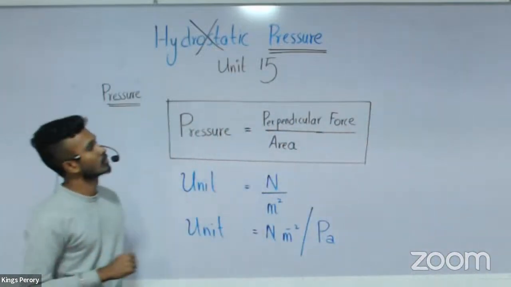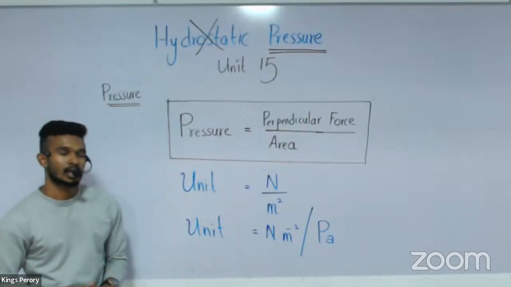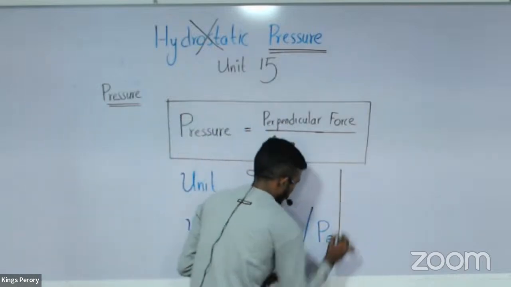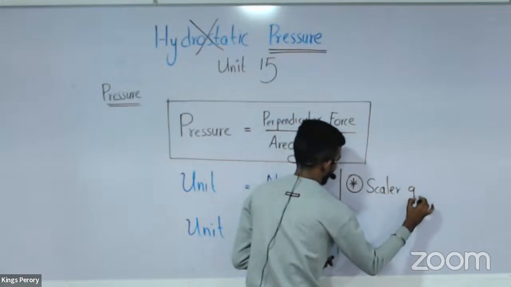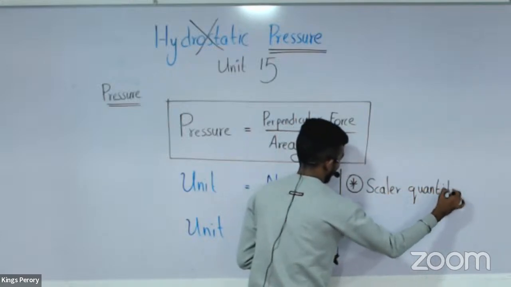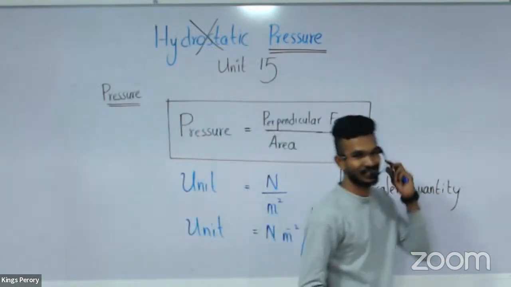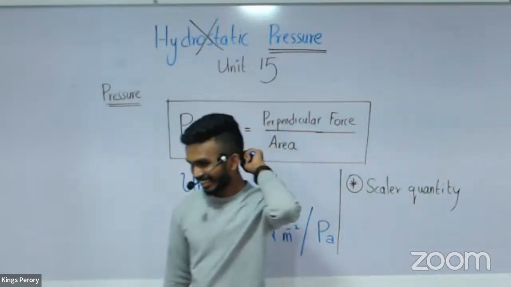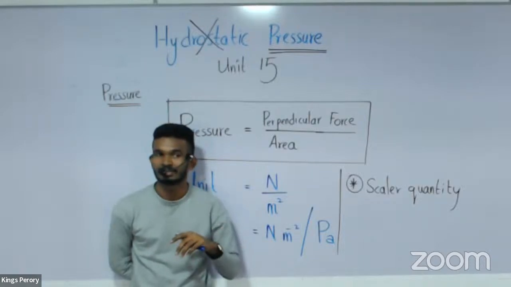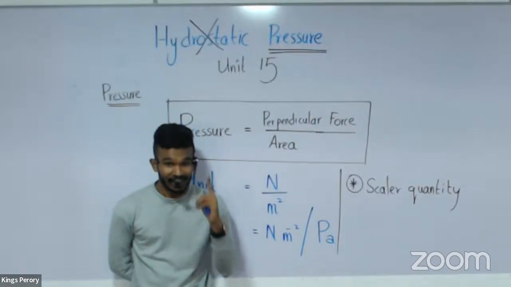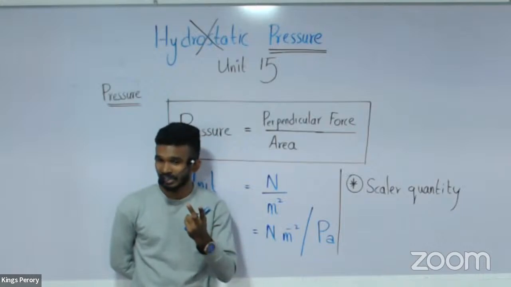Right. Next point. Pressure. Is it a vector quantity or a scalar quantity? Remember, pressure is a scalar quantity. First of all, tell me what is a vector quantity, what is a scalar quantity? First tell me what is scalar. Has a magnitude only, scalar quantity. Has both magnitude and direction, vector quantity.